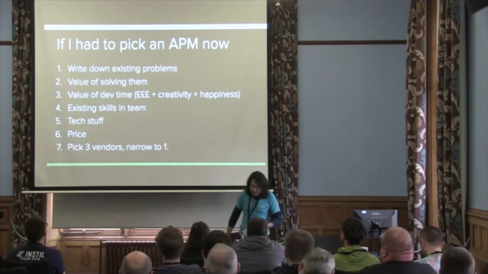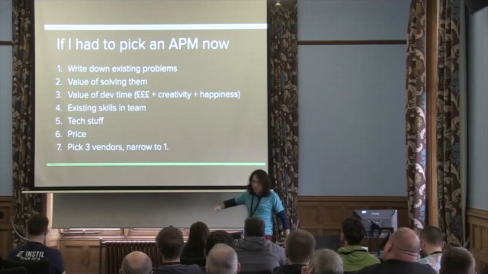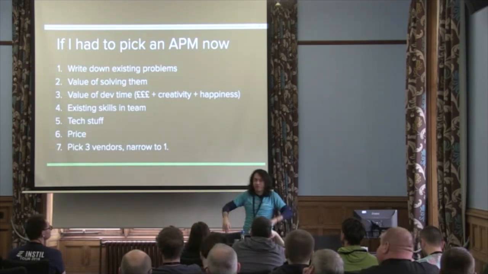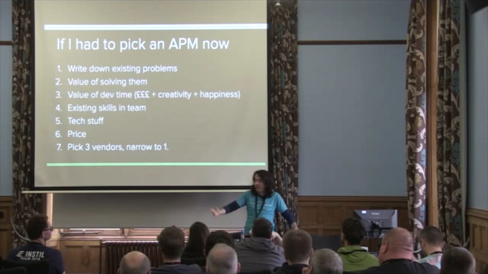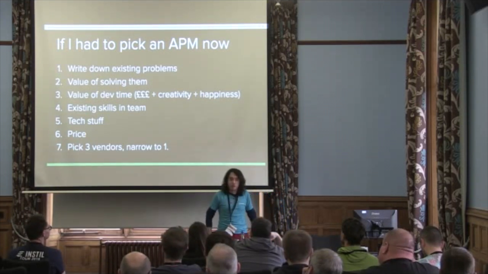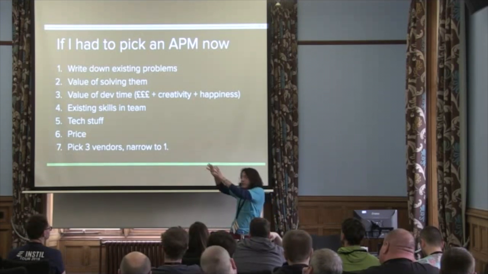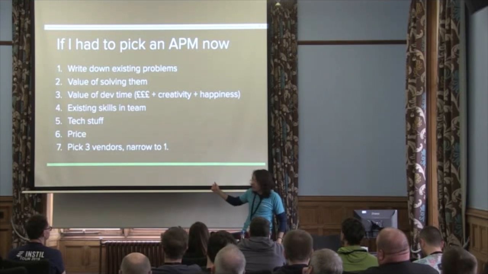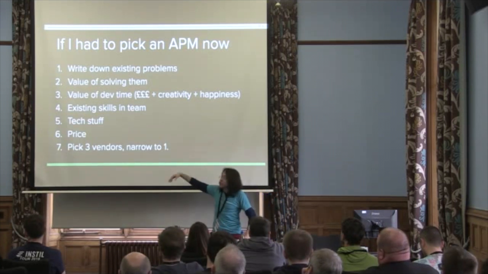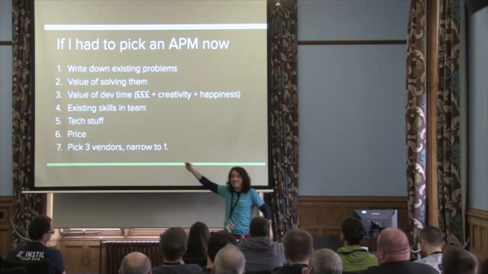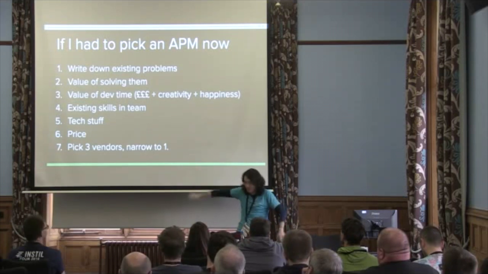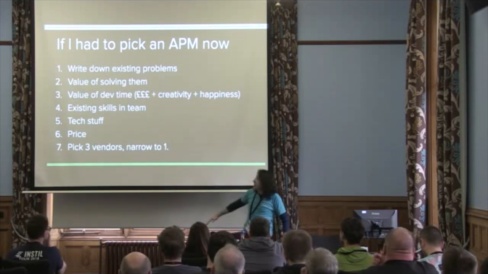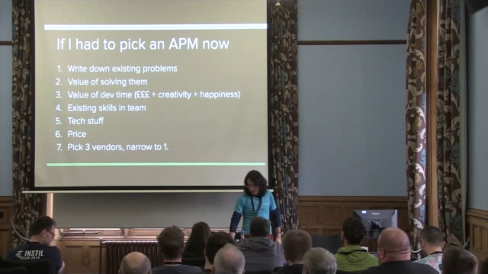Look at the existing skills in your team and at the tech stuff. What languages are supported by the APM vendor? Obviously, if it doesn't support Java and you're a Java shop, that's a problem. And the price, of course. Push the price, but do it in a matrix together with the other stuff. And then finally, I picked three vendors just to narrow down to one, to force myself not to go with the first thing because I'm tired of researching. That's what that's for. So that's my approach to it.